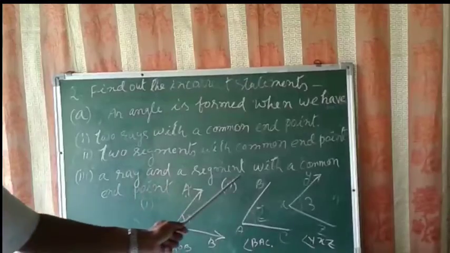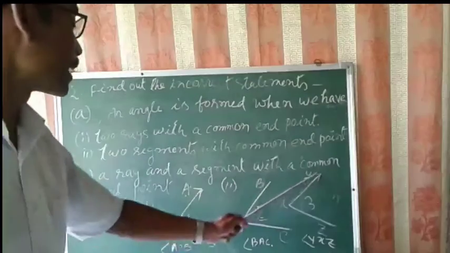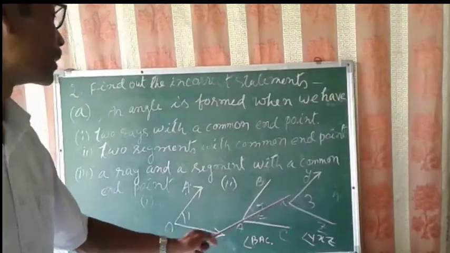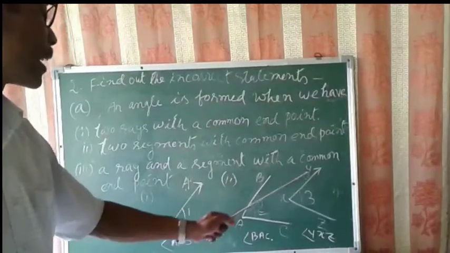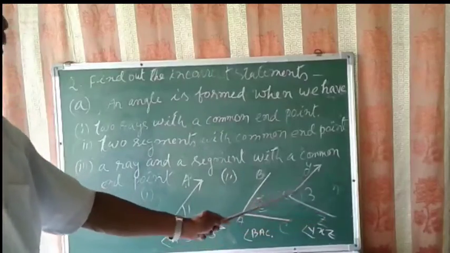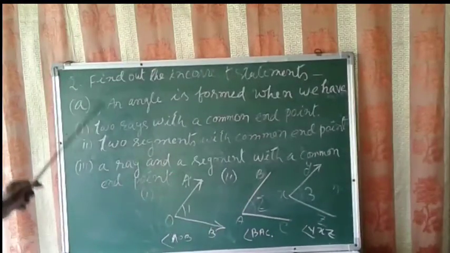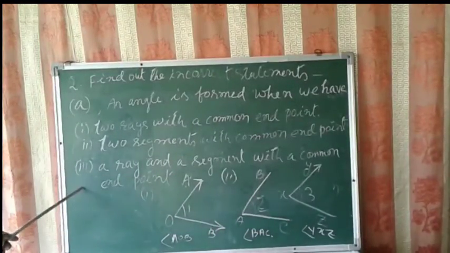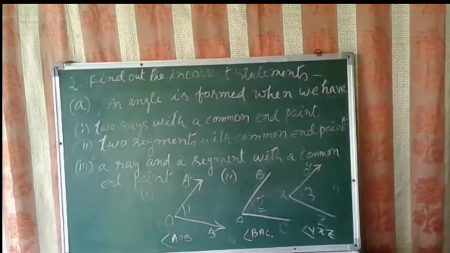A ray and a segment with a common endpoint. This is a ray and this is a segment. The ray name is XY and the segment name is XZ, and they form an angle. Therefore, all the three statements here are correct.